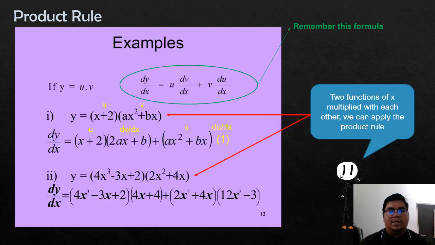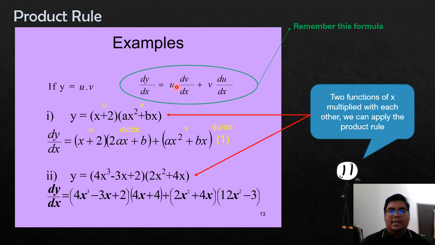We see an example here that y equals (x plus 2) times (ax squared plus bx). So these are two different functions. There are two ways to go about it. The first one is that we can expand the function, open up the brackets and solve it from there, or we can apply our product rule. So we assume the first bracket as u and the second bracket as v.